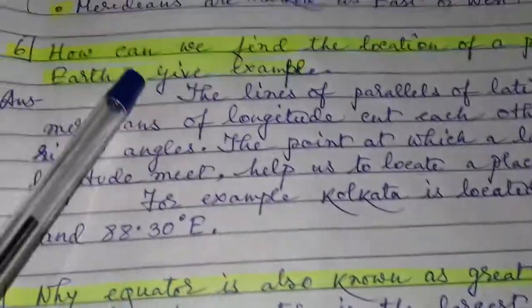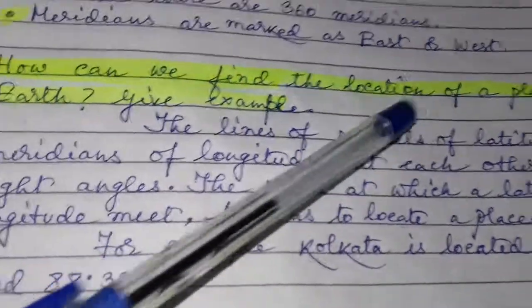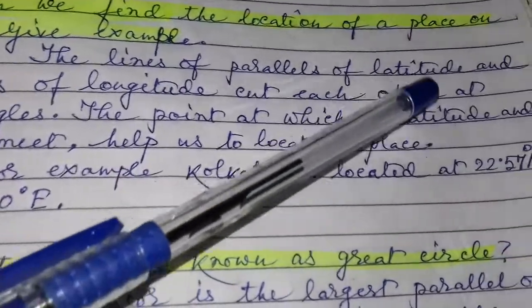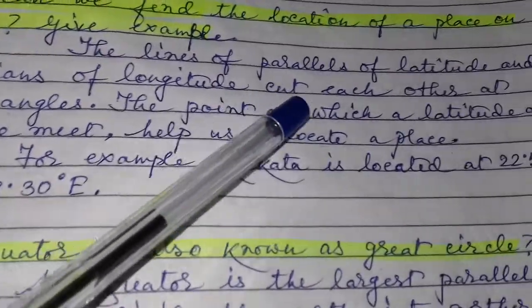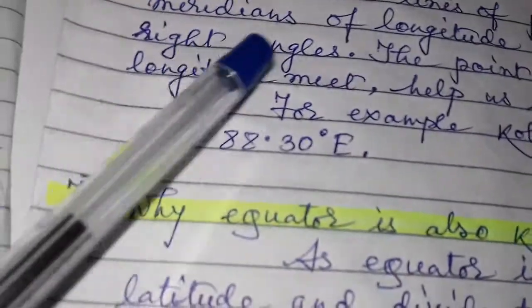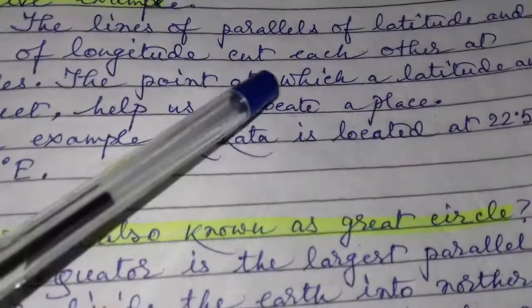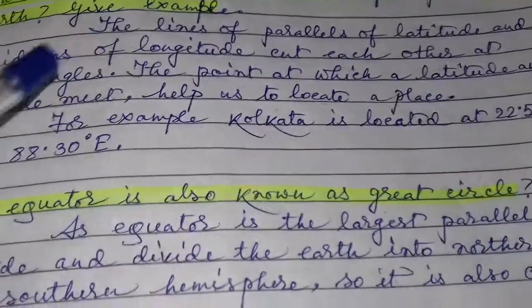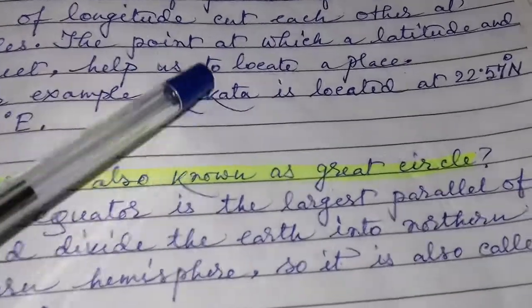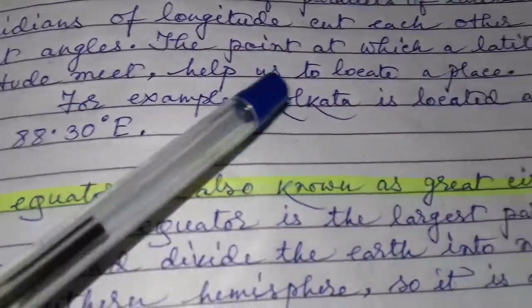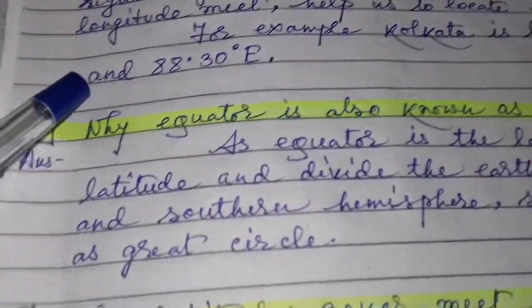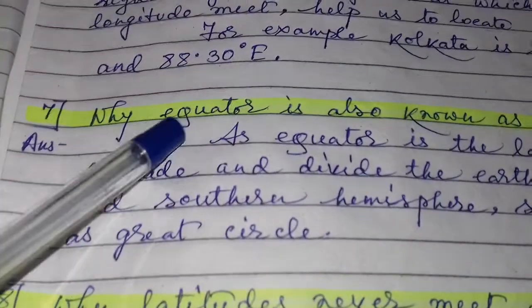Next question. How can we find the location of a place on earth? Give an example. The lines of parallels of latitude and meridians of longitude cut each other at right angles. The point at which latitude and longitude meet helps us to locate a place. For example, Kolkata is located at 22.57 degrees north and 88.30 degrees east.